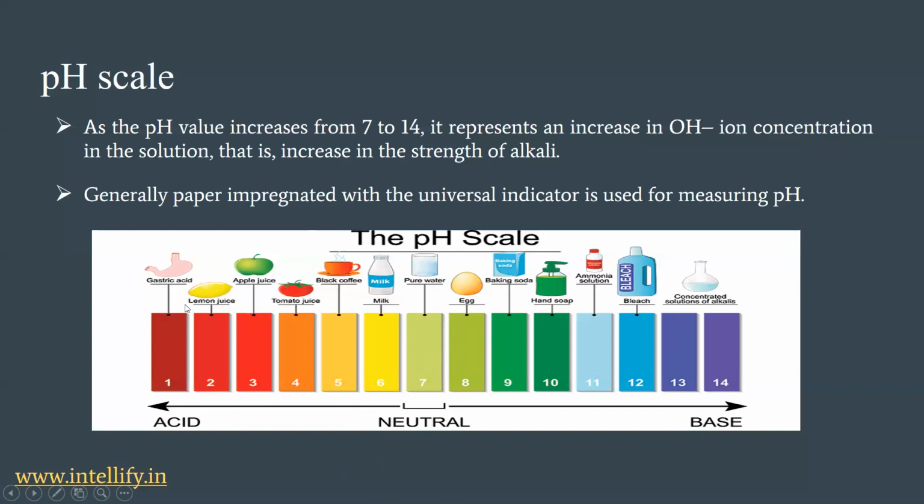And here you can see some examples of items which we use in our day-to-day life and their pH values. Starting from gastric acid, which is hydrochloric acid, lemon juice, apple, tomato juice, and when it comes to alkali, it comes like baking soda, hand soaps, ammonia solutions, bleaches, etc. And a neutral pH of 7 is water. Water is the best example of a neutral pH, that is, it is neither acidic nor basic.